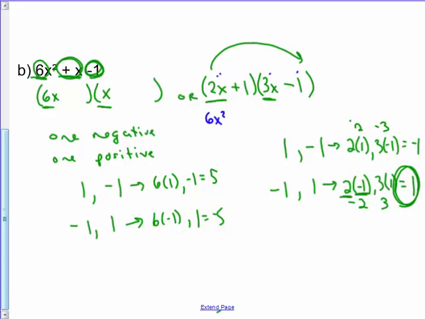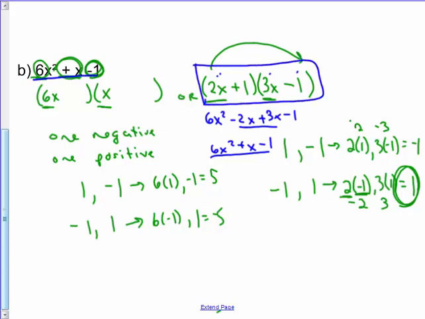Again, we can check it here. 6x squared minus 2x plus 3x minus 1. My middle term adds together: 6x squared plus x minus 1. Yep, that's correct. That's what I wanted here. So I know those are my two factors.